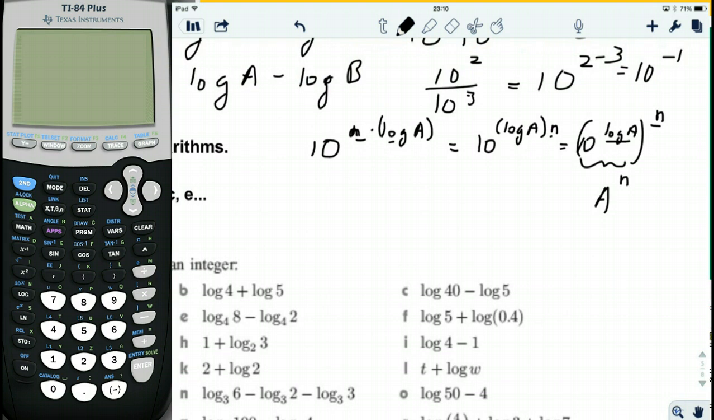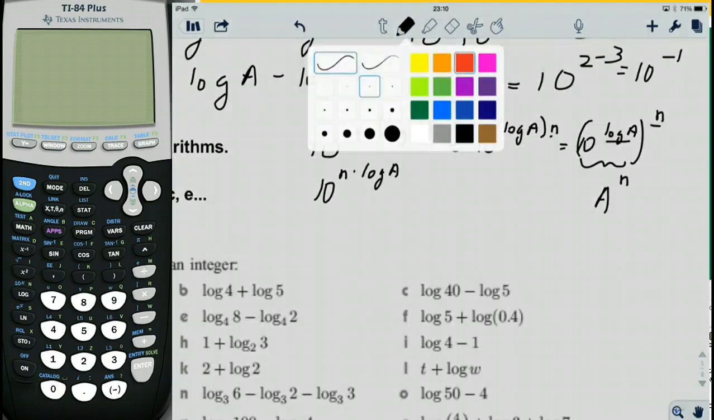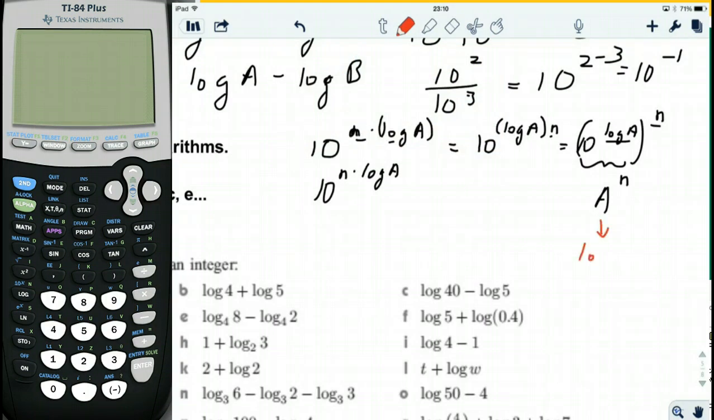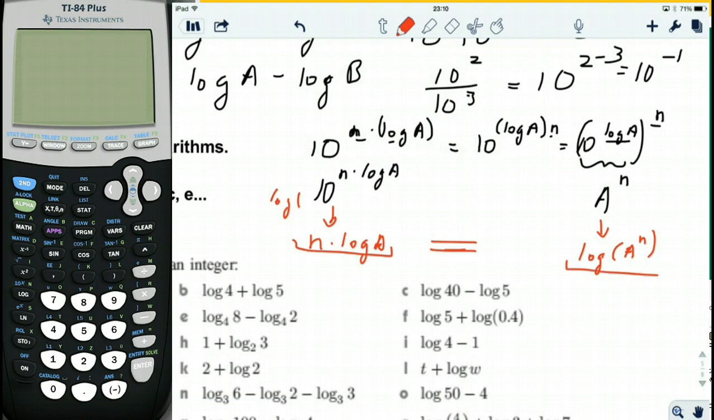So basically what you're saying is a to the n is the same as 10 to the n times log of a. Now what if we take the log of both of these? If we take the log of this, we get the log of a to the n, which doesn't really tell us anything. And if we take the log of this, then we're going to undo the 10 to the exponent. So we're going to end up with n times log a. And then these are equal to each other. Okay? So n times log a is equal to log of a to the n. And this is the third rule. Okay? Now we're going to work some problems.